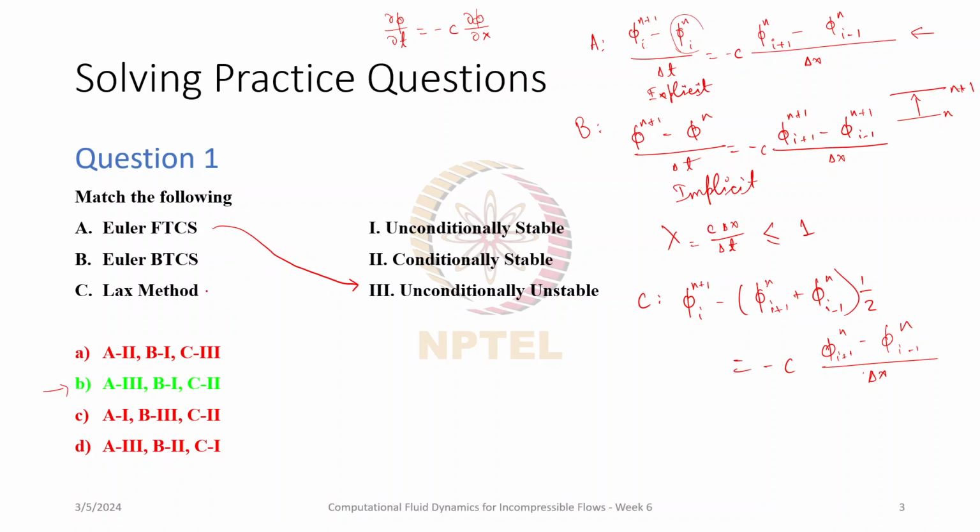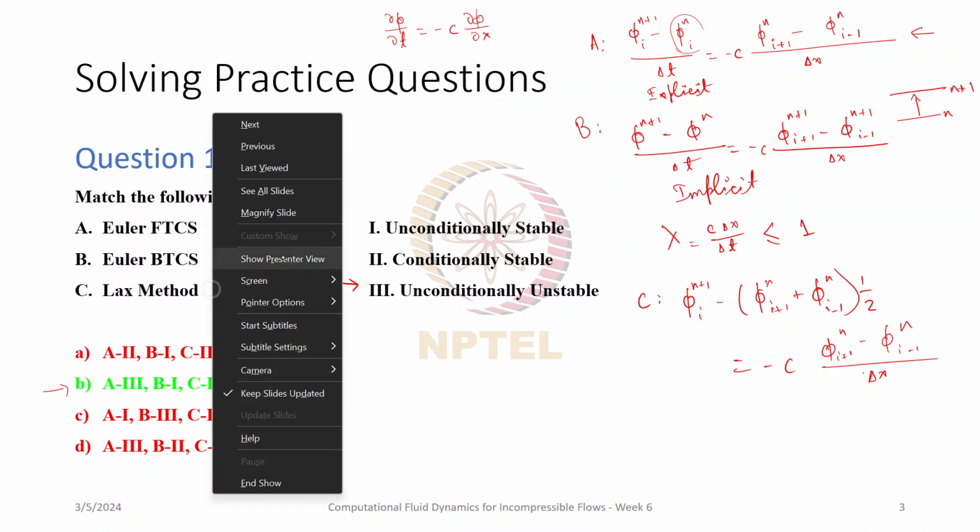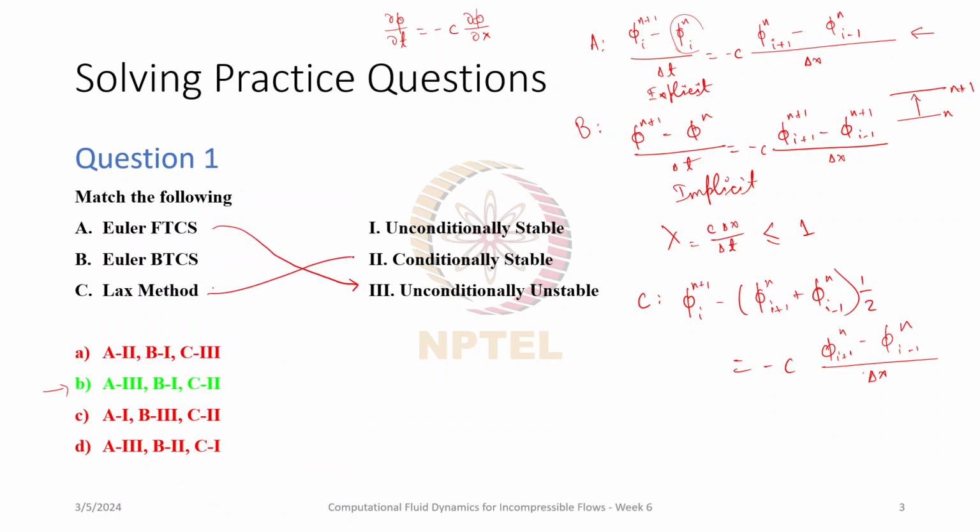This method is conditionally stable. Sorry, I misspoke. For this one, the Courant number has to be less than or equal to 1, and the BTCS scheme is unconditionally stable because it's an implicit scheme. Sorry, I misspoke quite a lot of times for this one. Please excuse me. So let's revise things once.